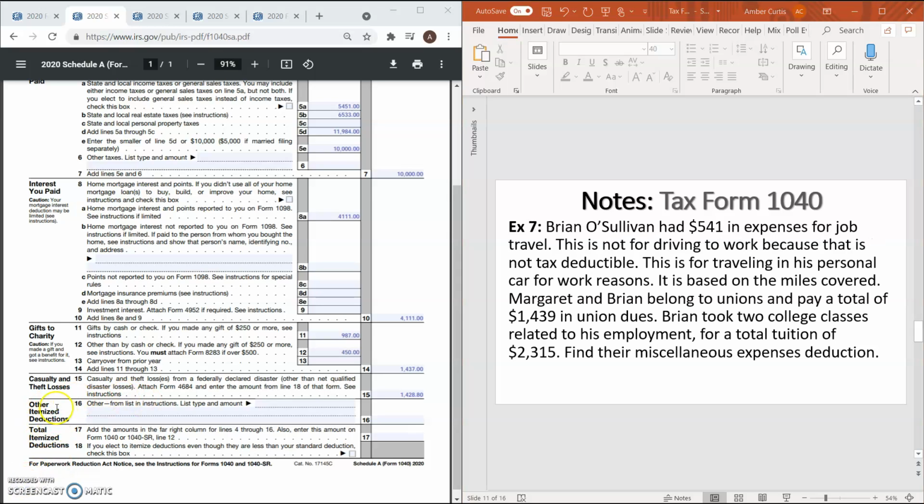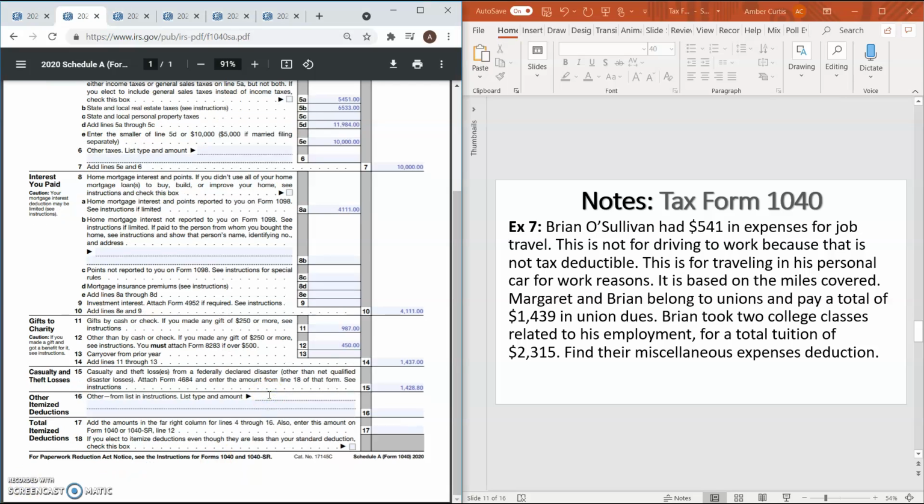Now our next section is other itemized deductions. Example 7. Brian O'Sullivan had $541 in expenses for job travel. This is not for driving to work because that's not tax deductible. This is for traveling in his personal car for work reasons. It is based on the miles covered. Margaret and Brian belong to unions as well and pay a total of $1,439 in union dues. Brian took 2 college classes related to his employment for a total tuition of $2,315. Find their miscellaneous expenses deduction.